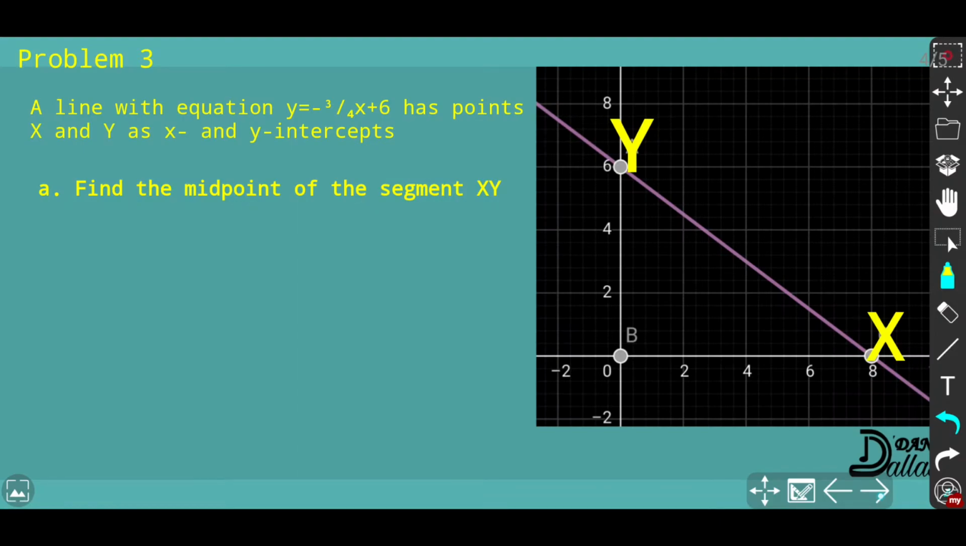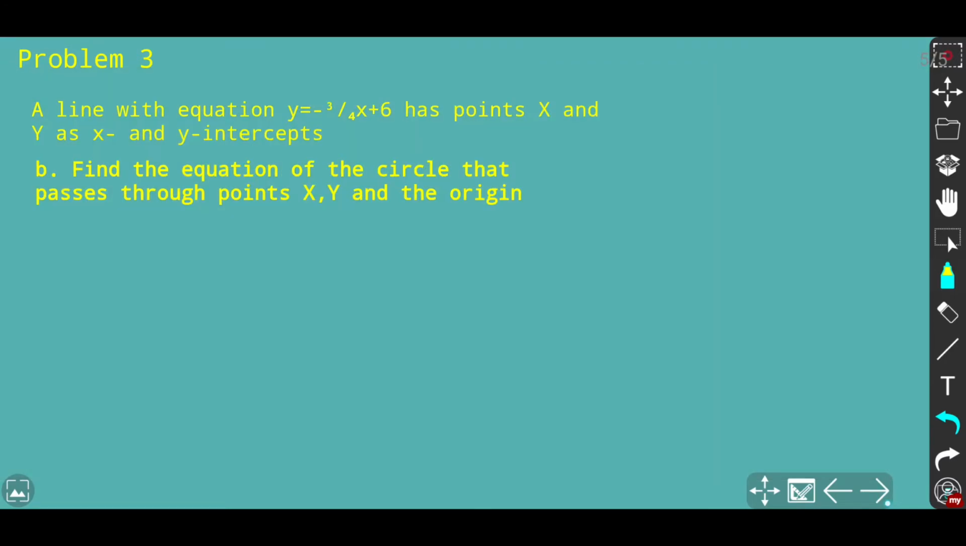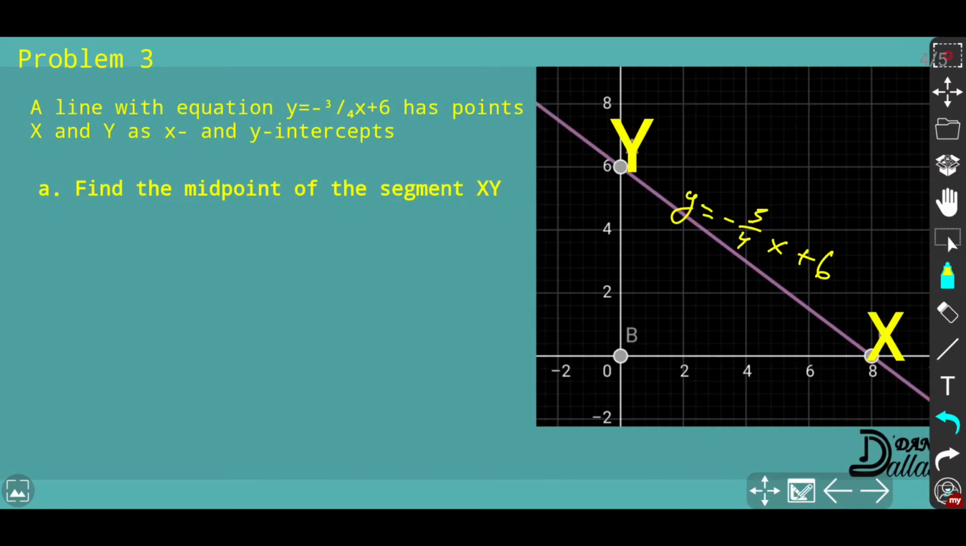Oh, by the way, I've already prepared the sketch of this graph. So there are the x and y axes where you have 6 and 8 correspondingly, and this is the straight line with the equation y = -3/4 x + 6. The second part is about finding the equation of the circle that passes through points X and Y and the origin. All right, just coming back to that case.